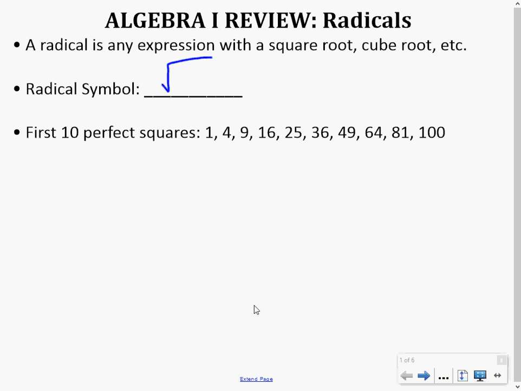Remember, a perfect square is just the number that you get from squaring another number. So when we square 1, we get 1. When we square 2, we get 4. We square 3, we get 9, and so on. That's how I generated the numbers in that list.